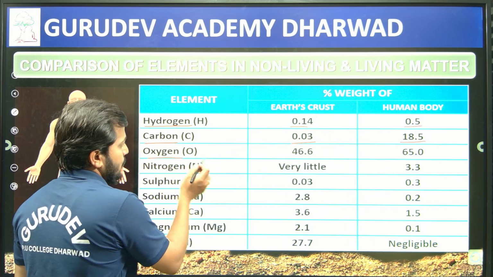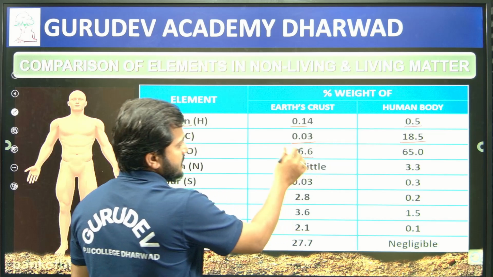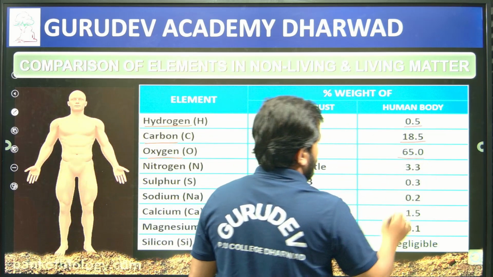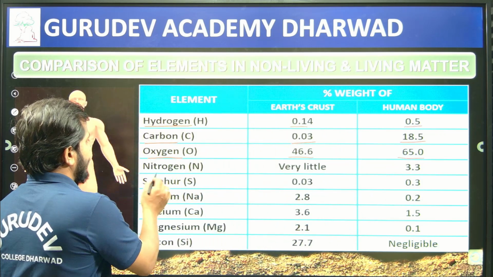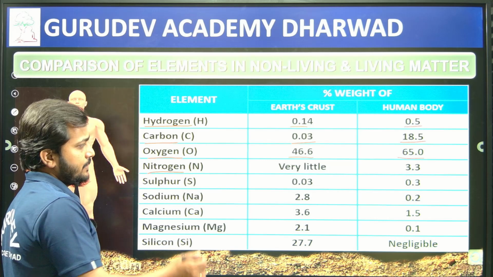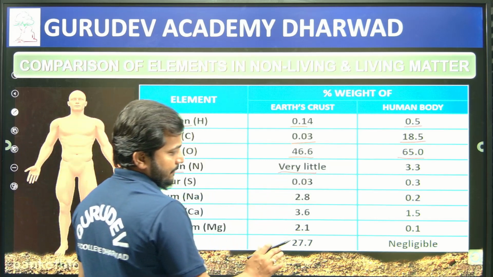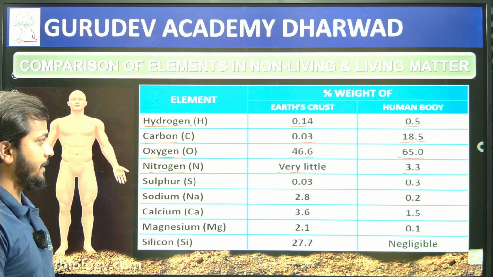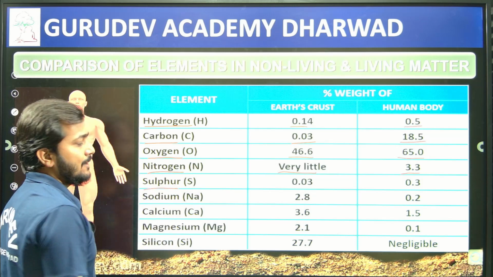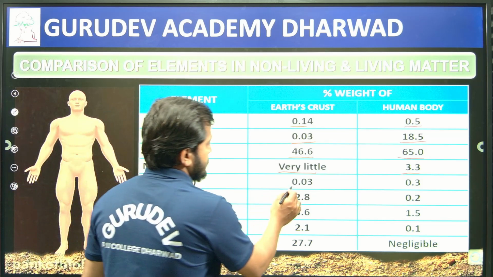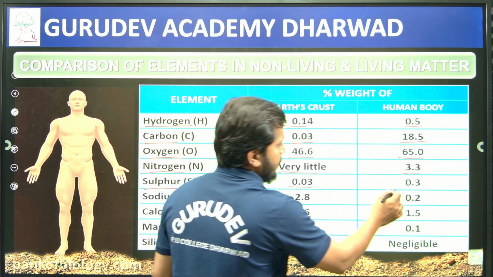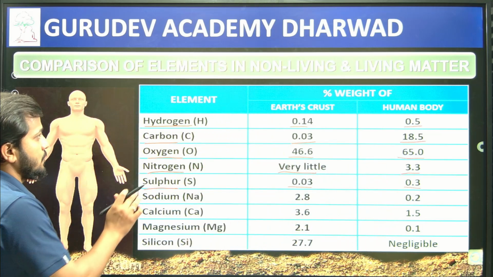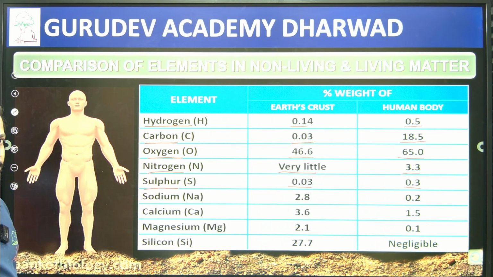Then the oxygen component: 46.6 is what you get with respect to the earth's crust, and in the human body it is around 65, right? Then the nitrogen content, which you find very little of, is 3.3 with respect to the human body, right? Then sulfur is around 0.03, and in the human body around 0.3 percent, that much sulfur content you are going to find.